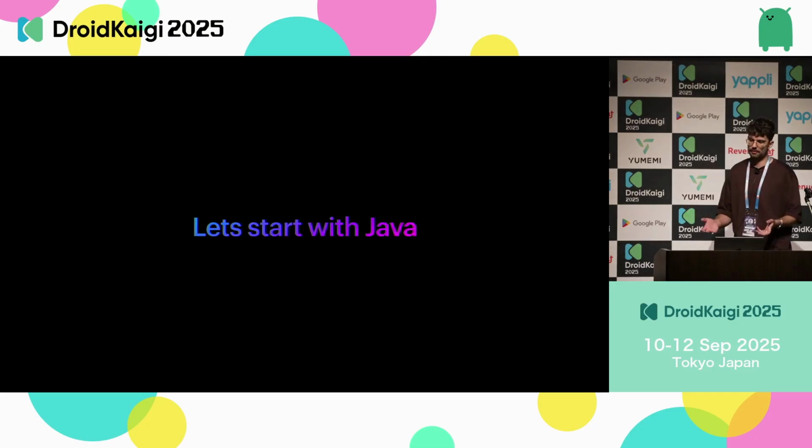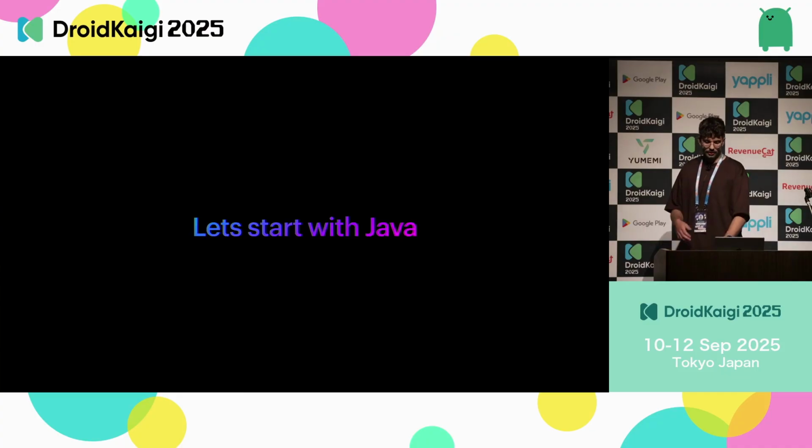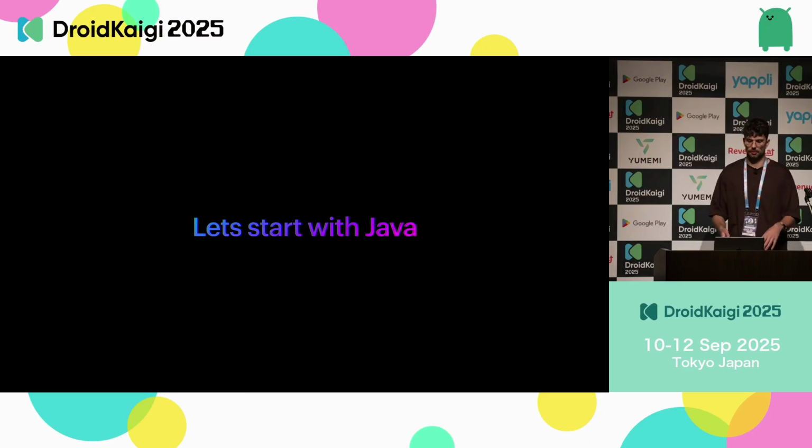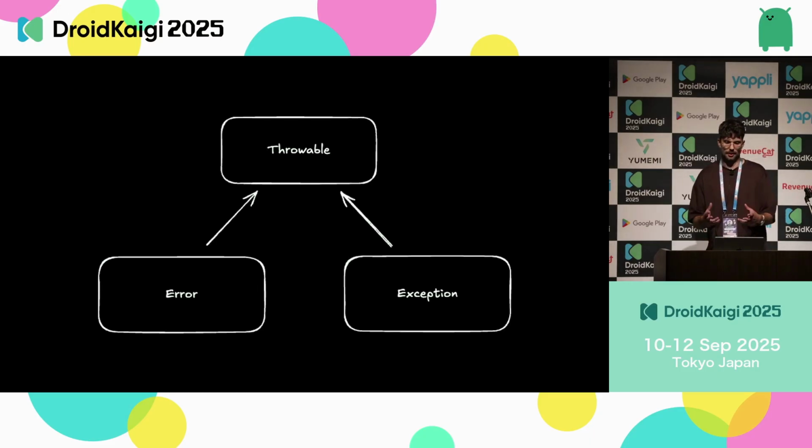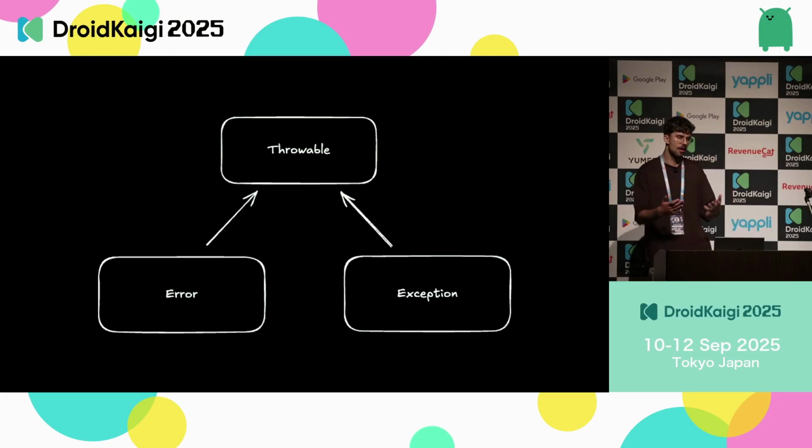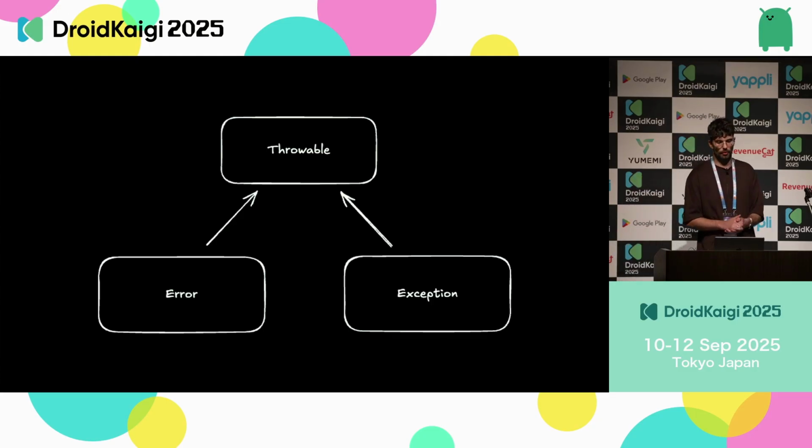Of course, we have to start with Java. Talking about error handling in Java, usually we think about exceptions. But actually, we have two types of classes meant to handle errors in Java: errors and exceptions. Both inherit from Throwable. Throwable means just that you can throw this class.